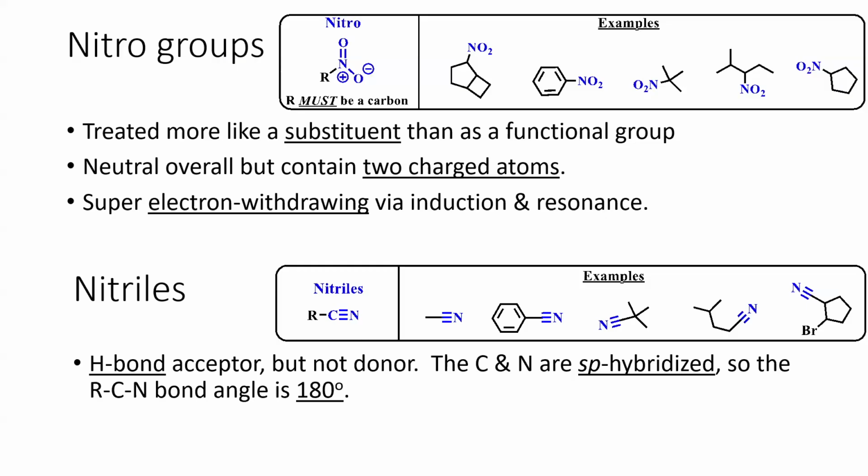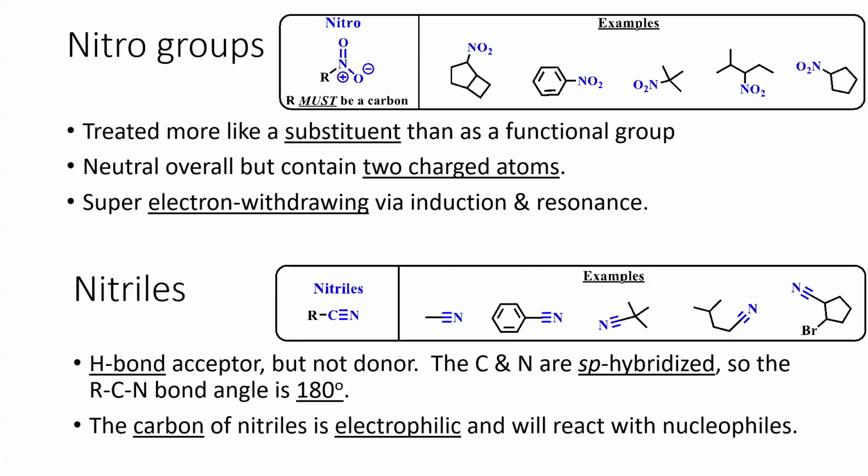Also, just like with alkynes, the atoms involved are sp hybridized. So the carbon and nitrogen are sp hybridized. And so that means we have a linear geometry, a bond angle of 180 degrees. And again, nitrogen's electronegative, so it creates a partial positive charge on the carbon. It's going to behave like an electrophile, partial positive, partial negative. And remember that nitrogen also has a lone pair on it.